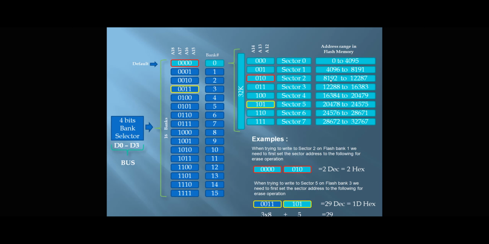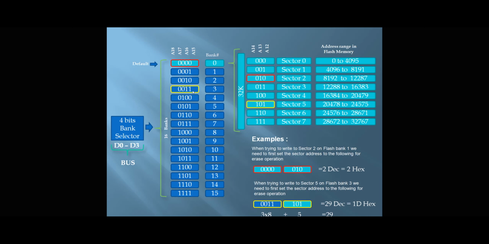Now, you may think that's quite inefficient because we're erasing the whole sector from 8,192 all the way up to 12,287 just to write 1 byte into that specific memory location. But I guess this is just the way that these flash memories work. So let's have another example. Let's say that we want to write a value to sector 5 of flashbank number 3.